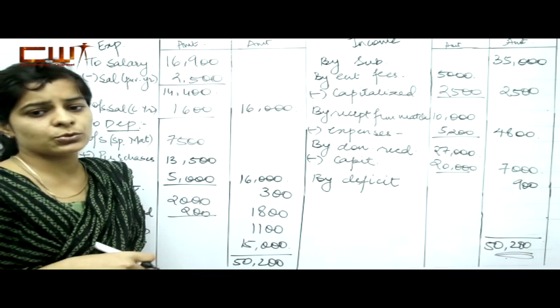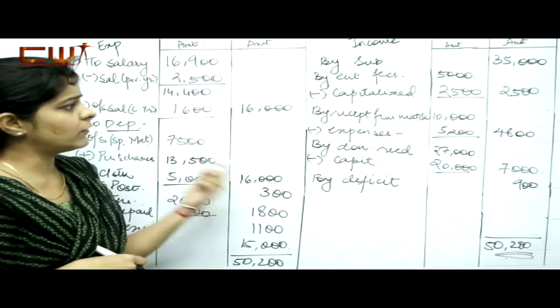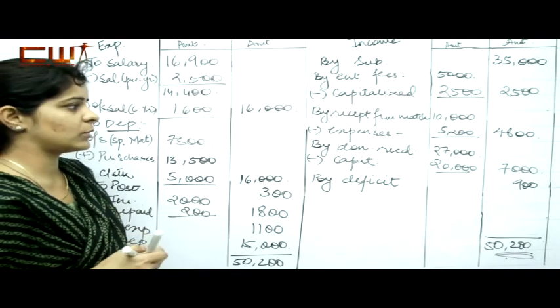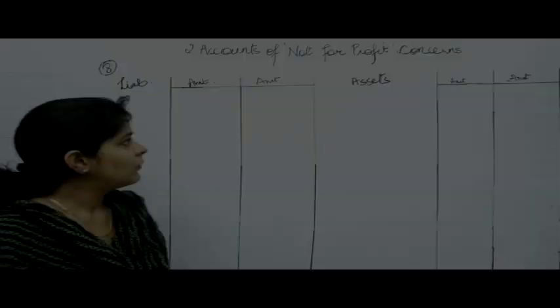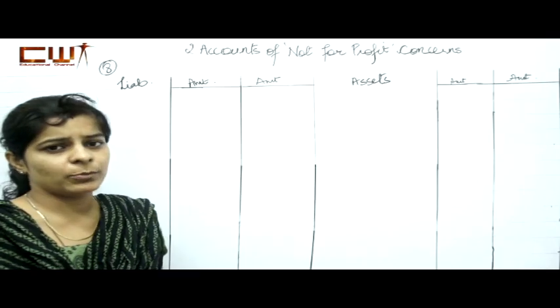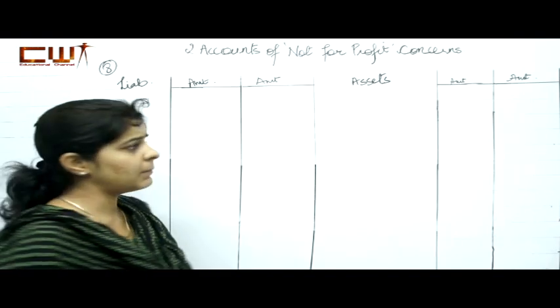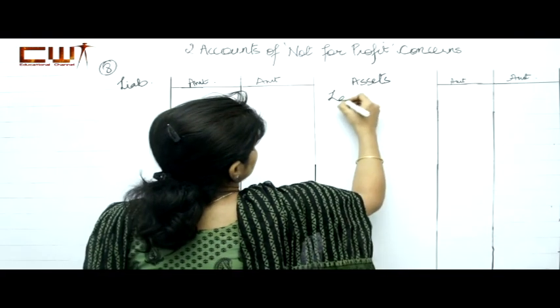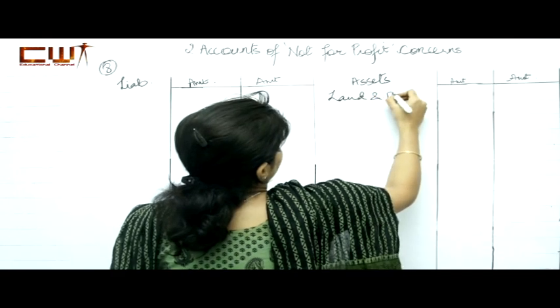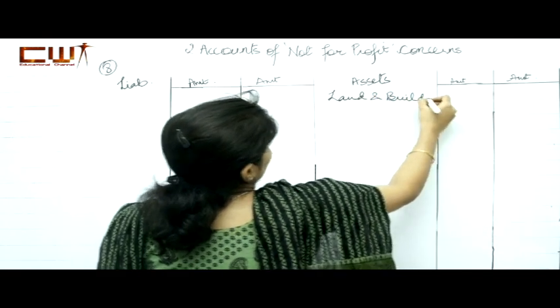They have also asked you to make the balance sheet, so we will prepare the balance sheet for the same question. Let's make the balance sheet for the 8th numerical. We will start off with the asset side first. They have given land and building of 1,50,000, right?